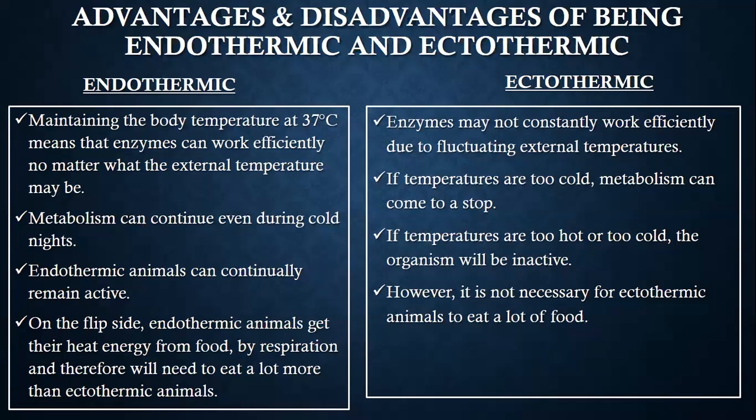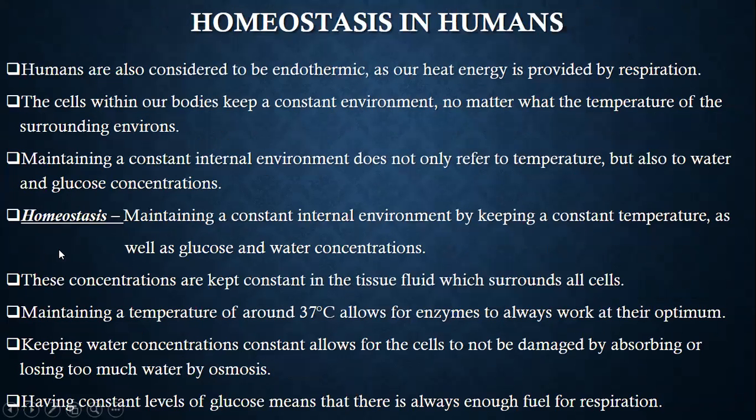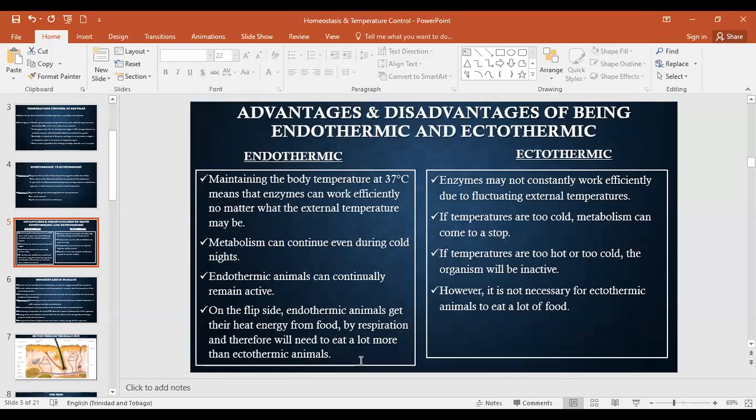Miss, what does the last line on the endothermic side say after "therefore will need to eat a lot more"? Because I can't see it. This part of it is cut off. Just that last piece. Therefore, we'll need to eat a lot more than ectothermic animals. That part? Yes. Okay. Yes, I could go back. All right, no problem.